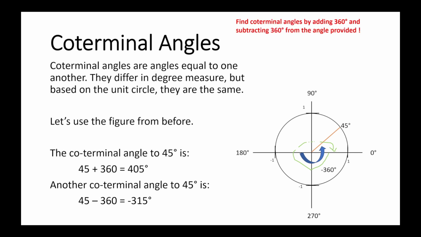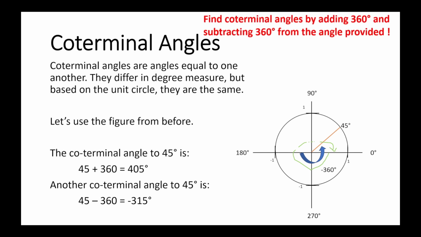So the two ways you can get coterminal angles are, just as described, you add 360 and you subtract 360 from the angle you've been given.